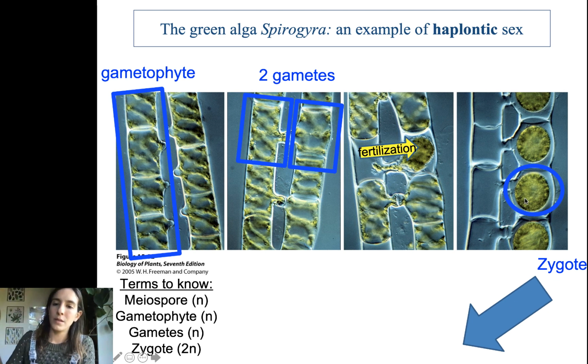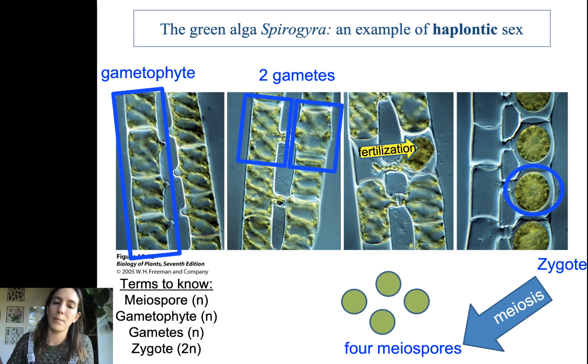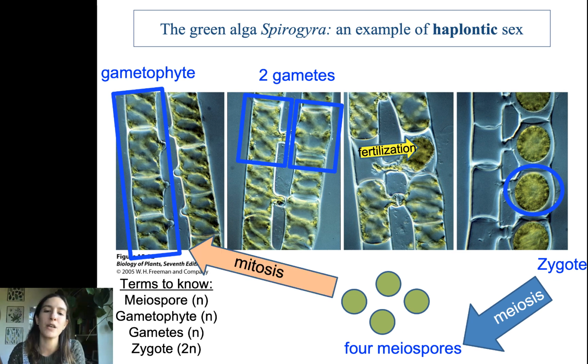Well, the zygote just goes through meiosis, and it produces these 4 meiospores. And if this organism had some meiospores that were very tiny and other meiospores that were very large, then I could call them sperm and eggs, but it doesn't. All of the meiospores are the same size, and so I just call them meiospores here. But they're definitely haploid. They're the result of meiosis, and so they have to be haploid. Then those meiospores go through mitosis to form a gametophyte. And then that's your cycle.